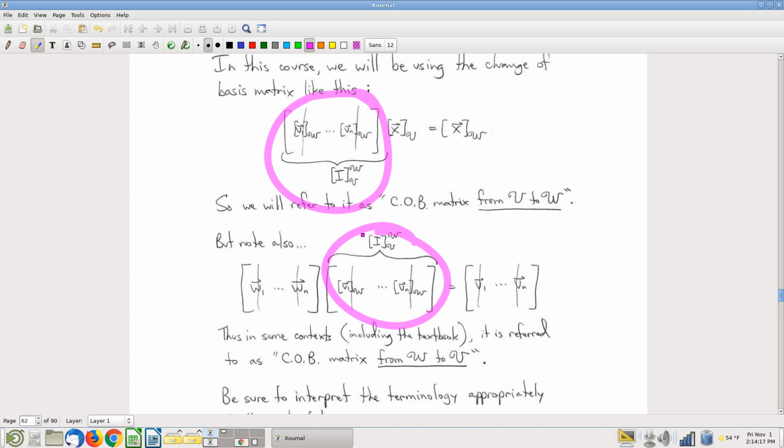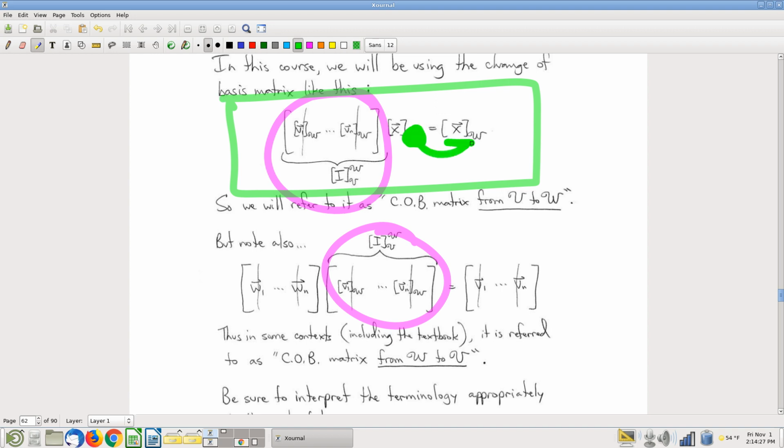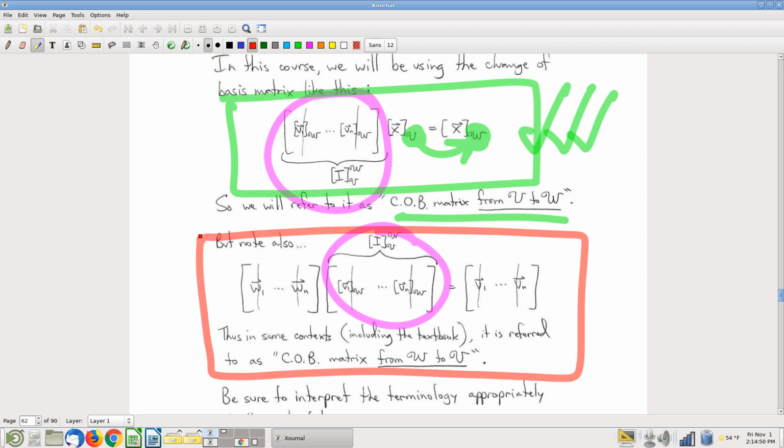So here's the thing. What we're going to be doing in Math 216 is taking a vector and rewriting that vector with respect to a different language. We're going to be doing a lot of this. So I'm going to use this terminology, change of basis matrix from V to W. This business down here, motivating the other terminology, the terminology that the book uses, we're going to be doing zero of that in Math 216. So I think it was a pretty strong argument for us to use the green terminology.